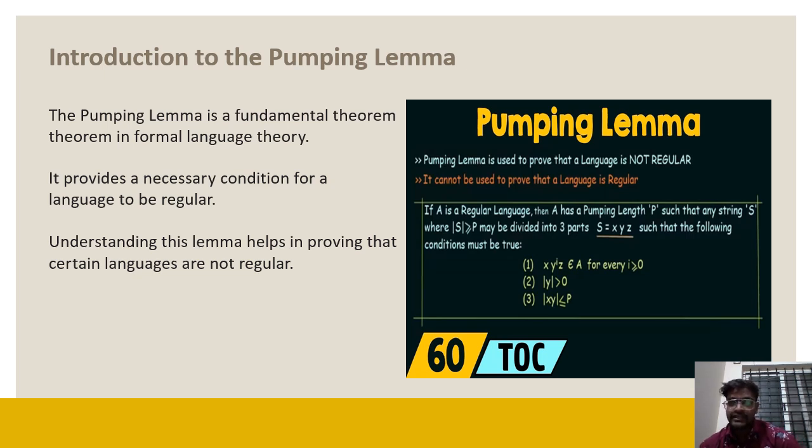And if A is a regular language, then A has a pumping length P such that any string S where length of S is greater than or equal to P may be divided into three parts, S is equal to XYZ, such that the following conditions must be true. First, X Y to the power i Z belongs to A, and Y is greater than 0, and length of XY is less than or equal to P.